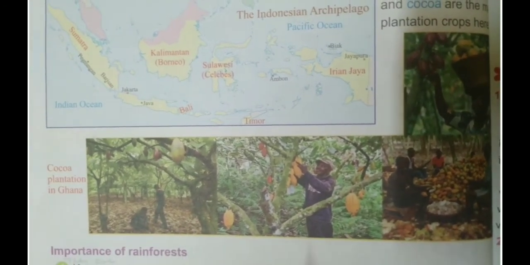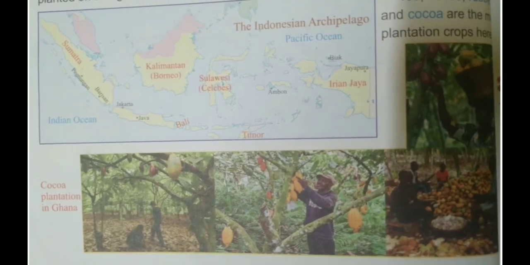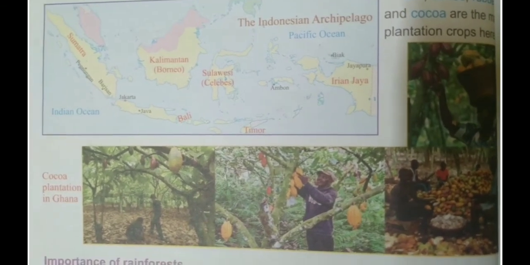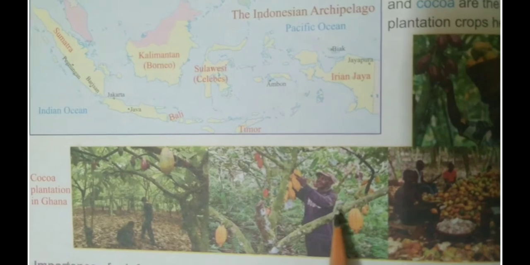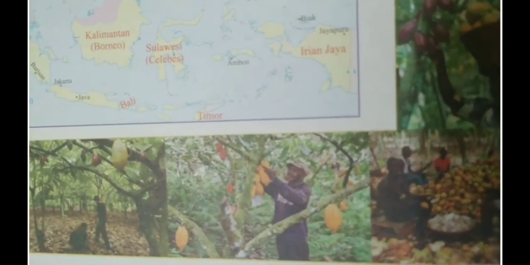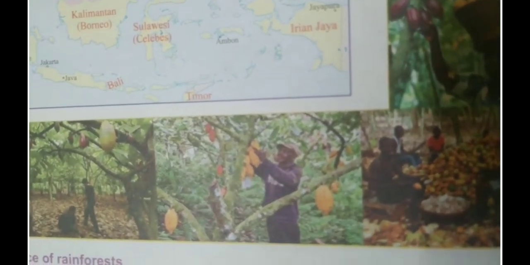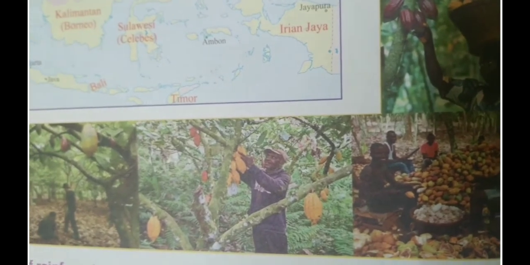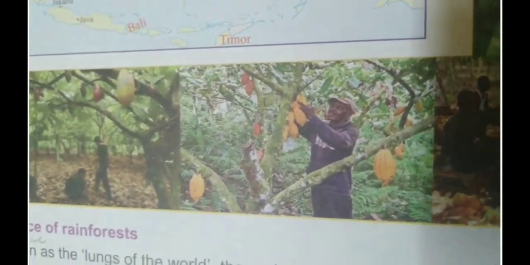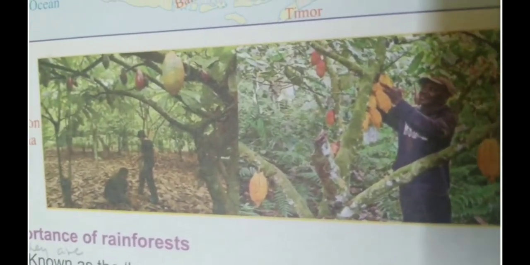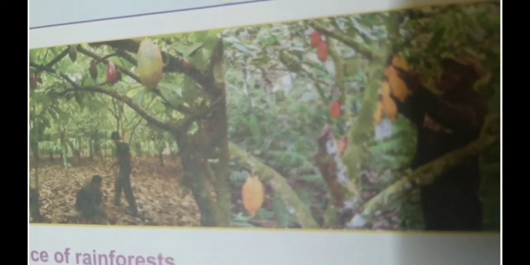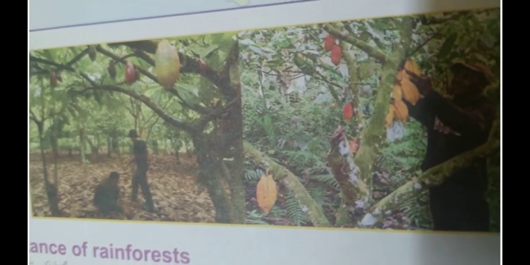And the importance of the rainforest. They are known as the lungs of the world. These dense forests release oxygen into the air. The destruction of these forests will affect the earth and lead to global warming, as the amount of carbon dioxide present in the air will be far greater than the oxygen.